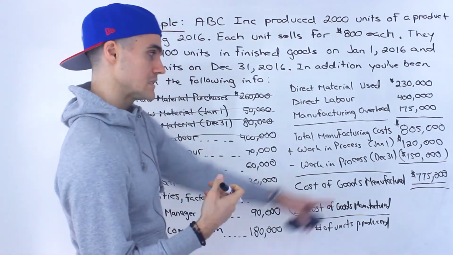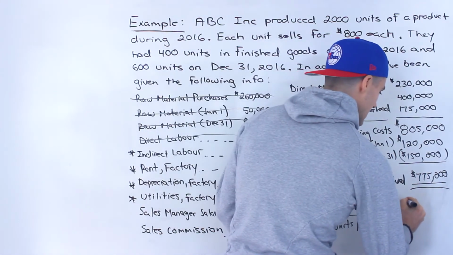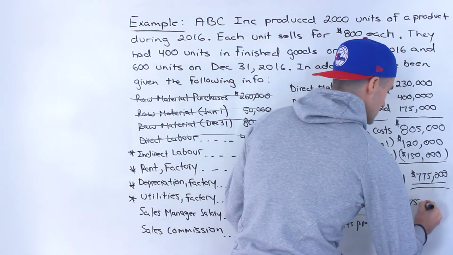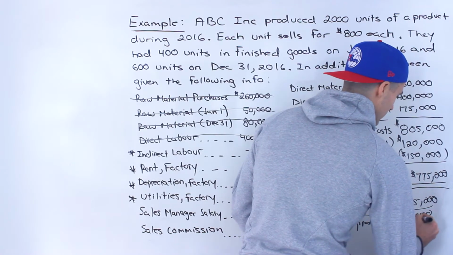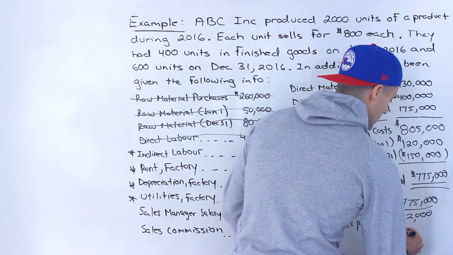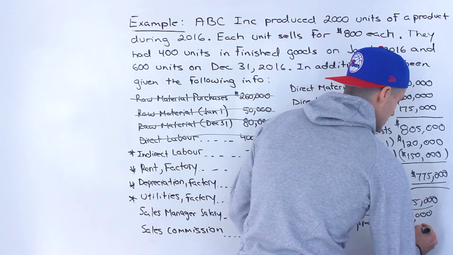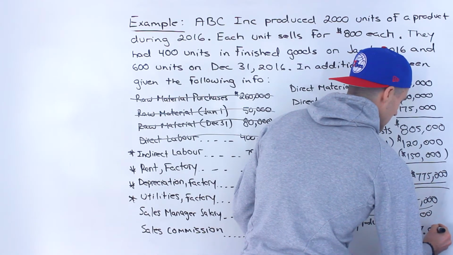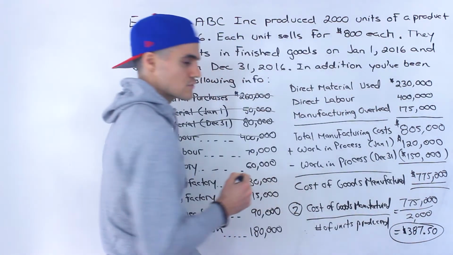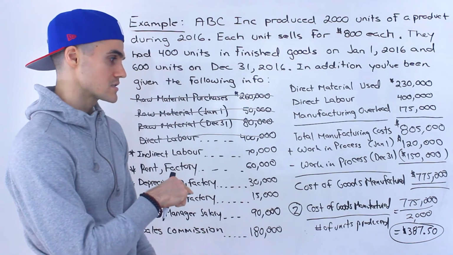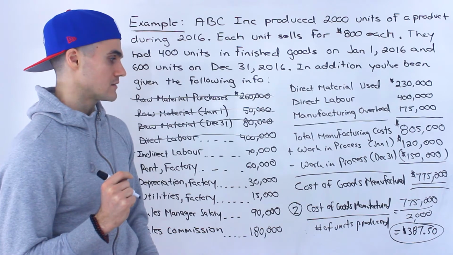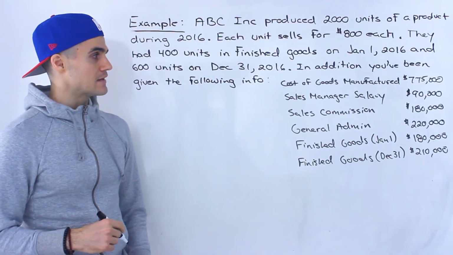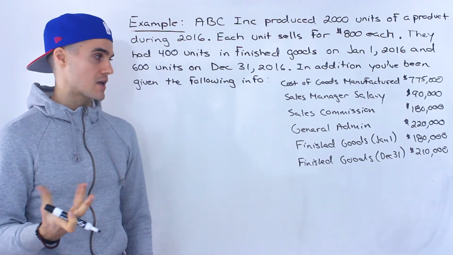So what we do is we take that number that we got, that 775,000, and we divide it by that 2,000. And when you do that, you would end up getting $387.50. So that's the answer for number 2. That's the average cost of producing 1 unit in 2016. And what's left to do now is to prepare that income statement in number 3.